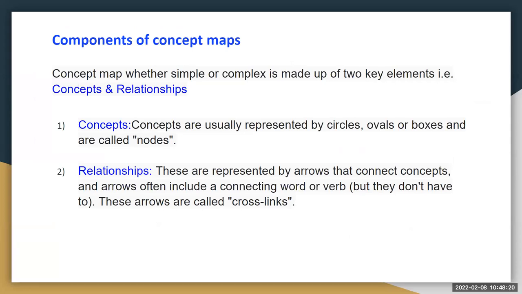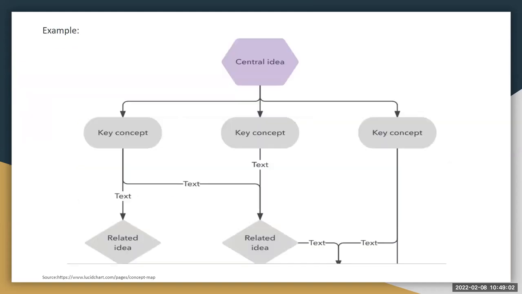So we have also discussed the components of concept maps. There are two main components of concept maps. The first one is concept, which can be shown in the form of nodes, and these nodes can be drawn as circles, as ovals, as boxes, etc. There are many shapes available in the app, which I'm going to show you. And these concepts can be connected through the linking lines, which are also called crosslinks. These can be in the shape of arrows, and these arrows show the relationship between the main concept and the sub concept.